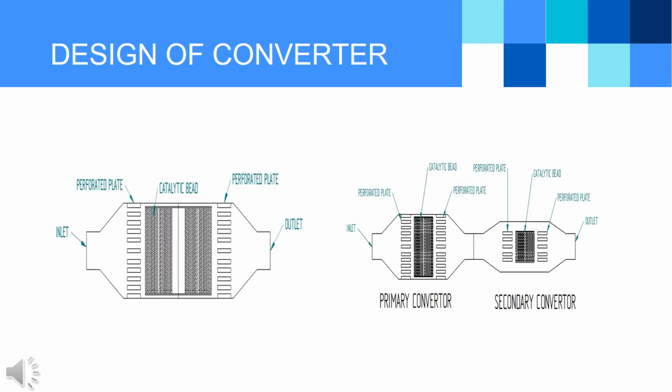Next slide is the design of converters. Converters consist of two sets, primary converter and secondary converter. The primary converter and secondary converter have the same set of arrangements. The catalytic bed is placed in the center and the perforated plates are placed at both the right and left ends. The inlet and the outlet valves are shown.